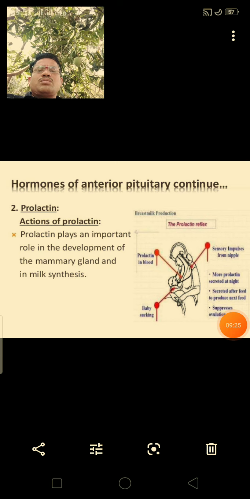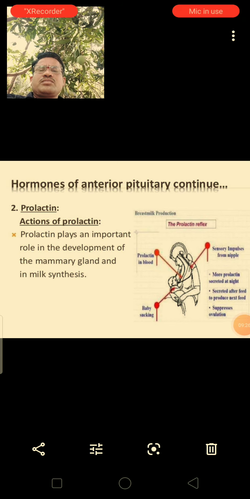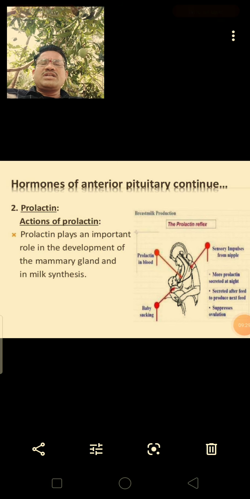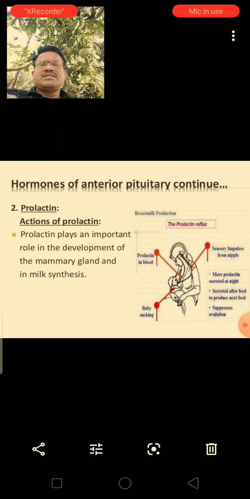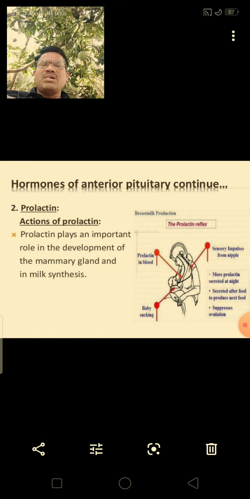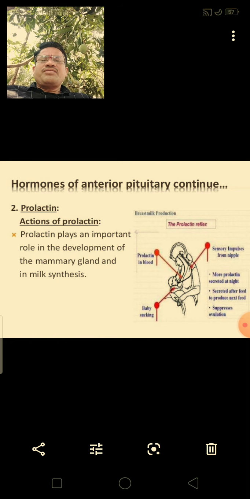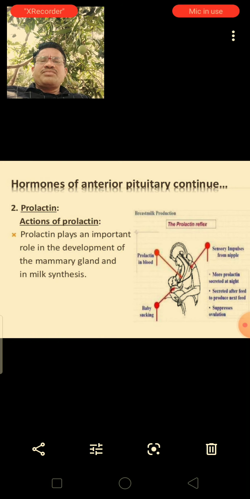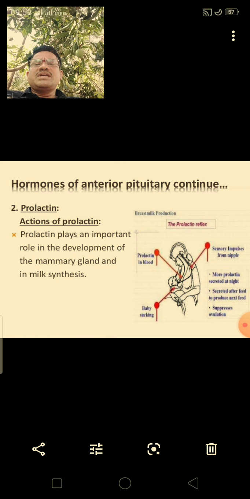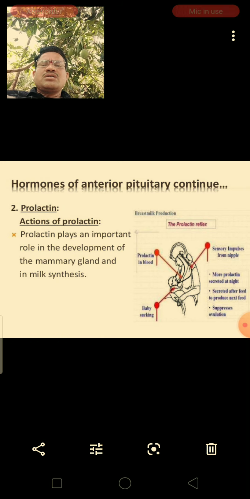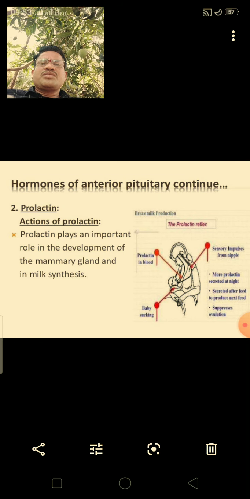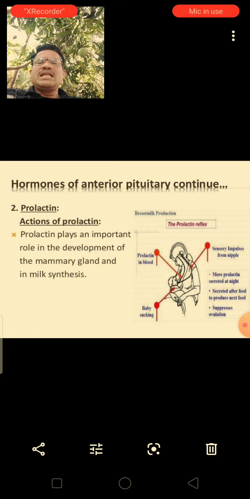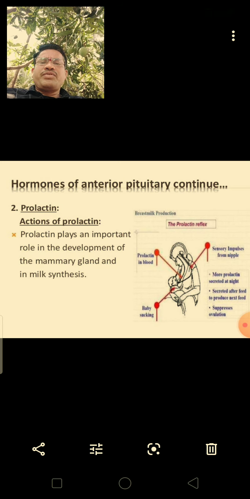Next one, prolactin hormone. So prolactin plays an important role in the development of the mammary gland and in milk synthesis. The character of mammals, especially in females, is that the females can give milk to the babies. The prolactin helps in production of milk. The prolactin hormone is highly developed in females, less developed in males.